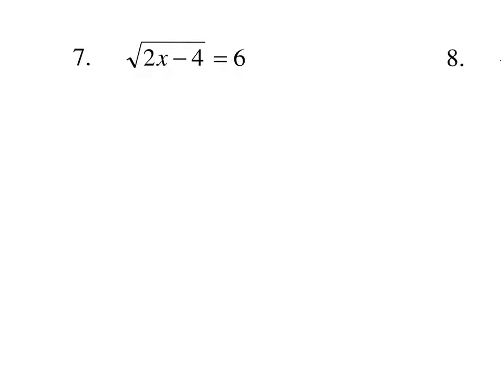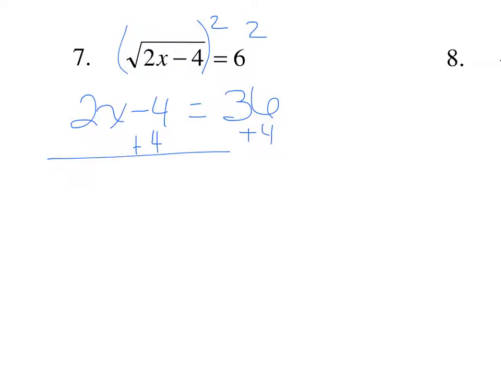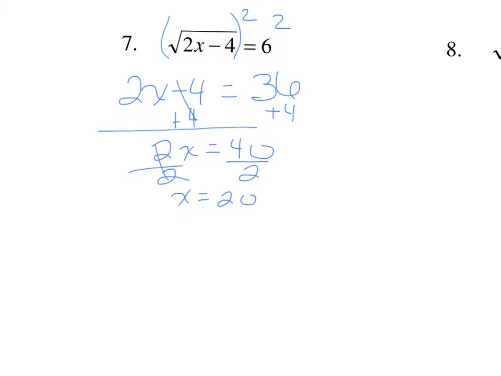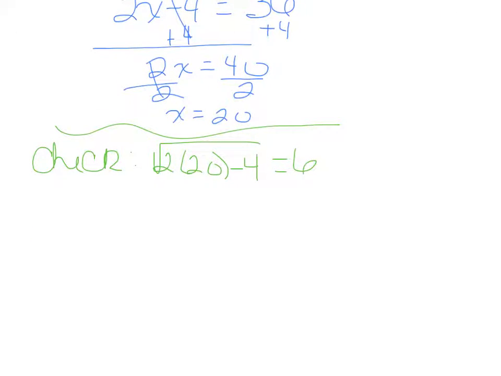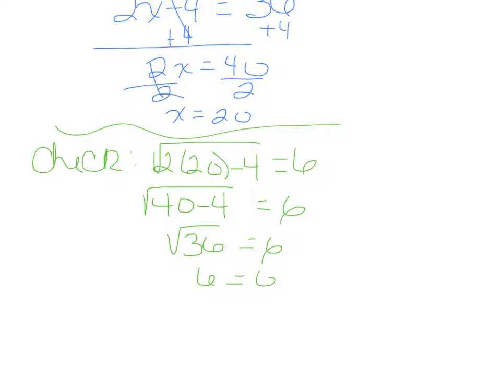On number 7, we can square both sides because the radical is already isolated. We have 2x minus 4 equals 36. And then we start solving. Add 4 to both sides. 2x equals 40, and then divide by 2. x equals 20. And then we check. The square root of 2 times 20 minus 4 equals 6. 2 times 20 is 40. 40 minus 4 is 36. The square root of 36 is 6. So this checks out.